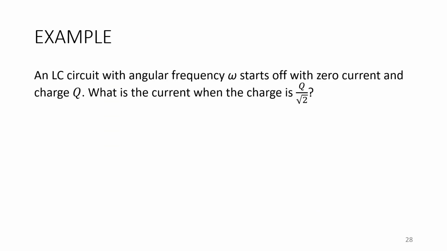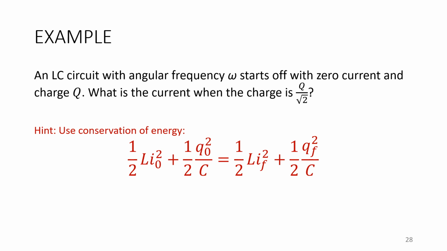To end the lesson, let's go through a quick example. An LC circuit with an angular frequency omega starts off with 0 current and charge capital Q. What is the current when the charge is capital Q over square root of 2? Now, to answer this problem, our fairly obvious hint suggests using the conservation equation, which is stated here.